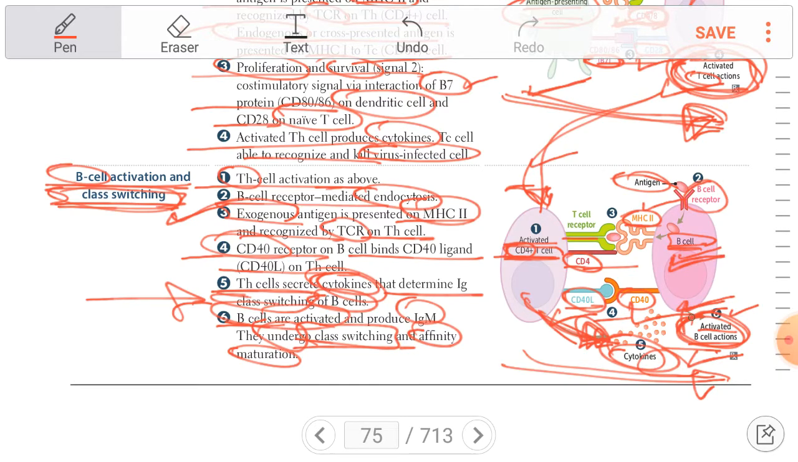So there is activation of B cells plus release of cytokines from activated CD4 T helper cells to help in class switching.